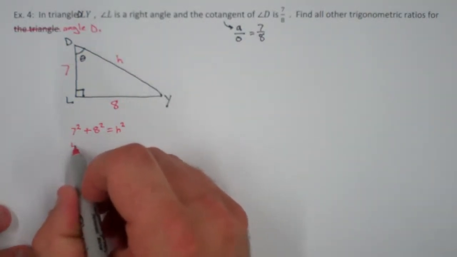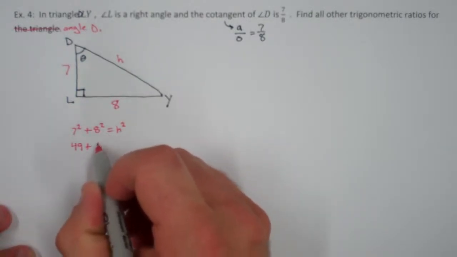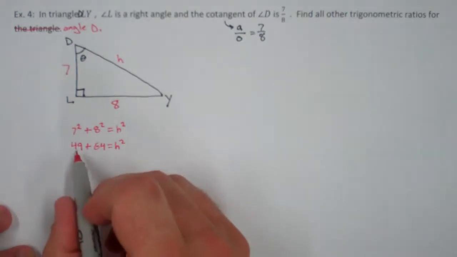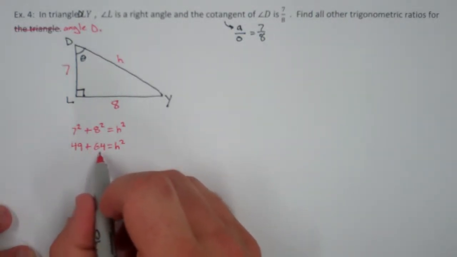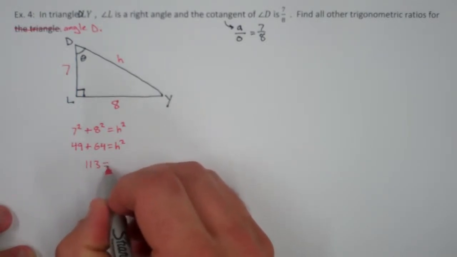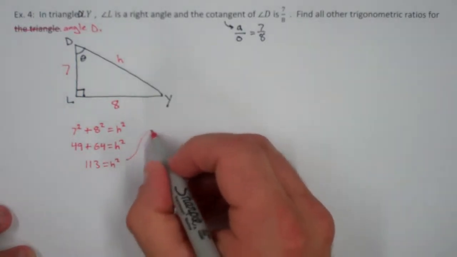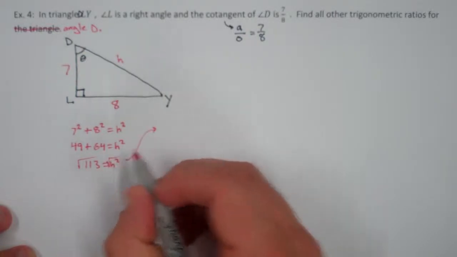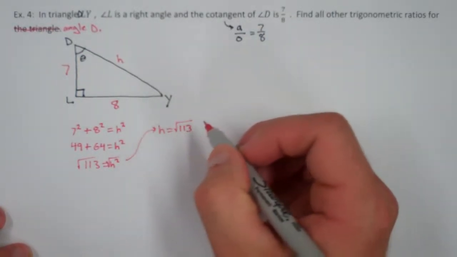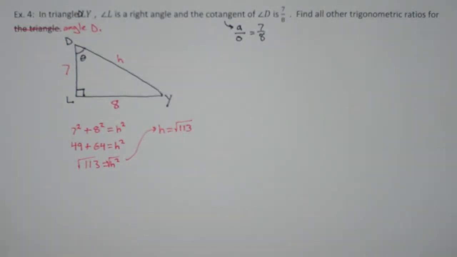So we've got 7 squared, which is 49, plus 8 squared, which is 64, is equal to H squared. We'll add these two up here. So 40 and 60 is 100. 9 plus 4 is 13. So we've got 113. That's equal to H squared. And we'll square root each side. And then we've got the square root of 113. I don't think you can break this one down. You can try if you'd like.